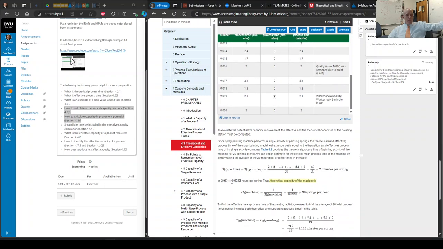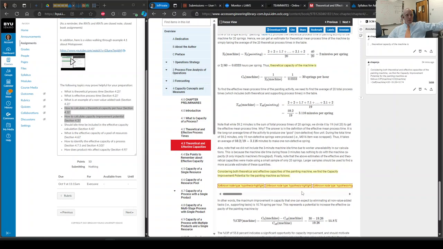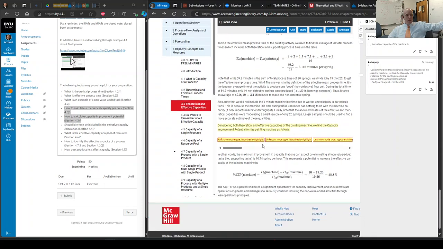But to convert that to hours, we follow these steps. We do 2 divided by 60, which is 0.03 hours per spring, and we do 1 divided by that to get the number of springs per hour. That is the calculation there. And then again, the capacity improvement potential is down below in this section here.